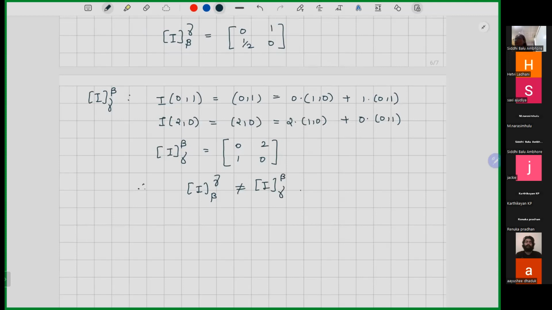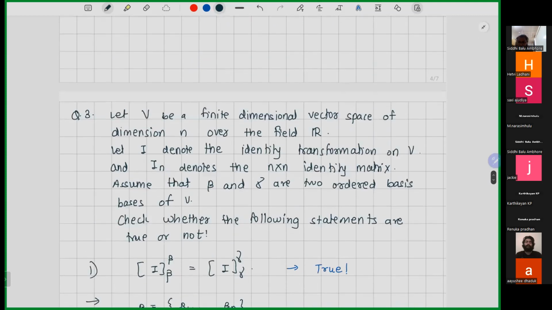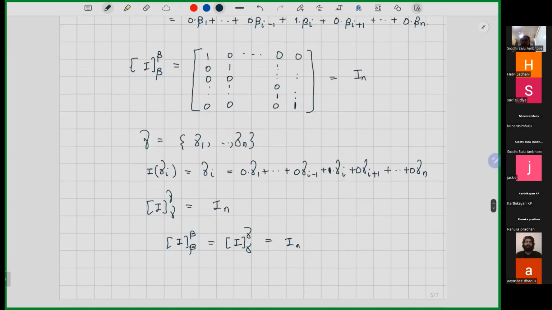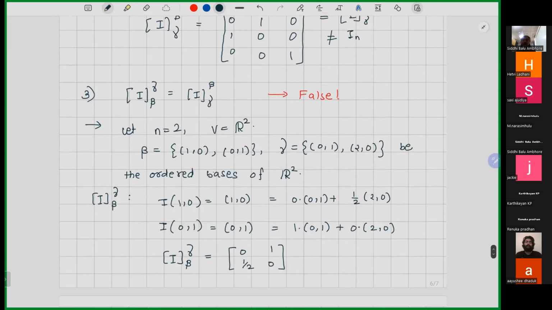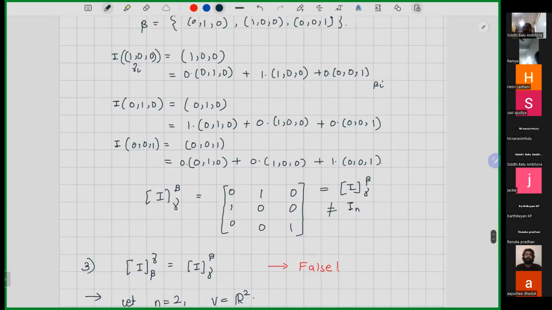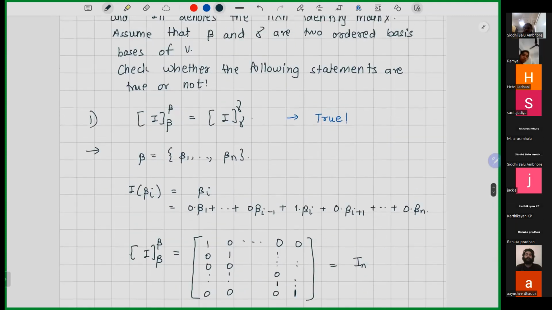Yes, but it is purely based on basis selection, right? How can we say that from the statement? So see, what was the statement? Assume that beta and gamma are two ordered bases, so they are any ordered basis. When I say that a statement is true, it should be true for any given beta and gamma. For example, in the first question, this was holding for any given beta and gamma. There was no ambiguity. Even if I change to beta, gamma, delta, whatever you want, give me any basis, this will always be true.